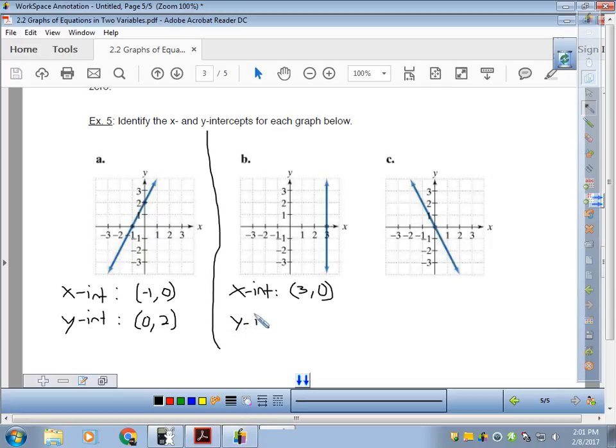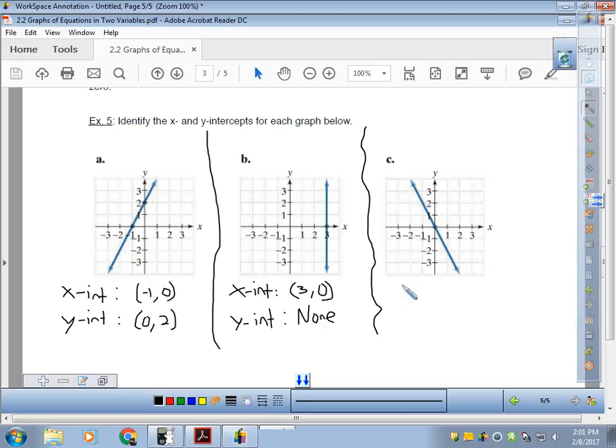For our y-intercept, we're looking for where it crosses the y-axis. And if you look at the y-axis there, it does not touch it at all. The graph is always over here. So for our y-intercept, we're going to say none. This one does not have one.